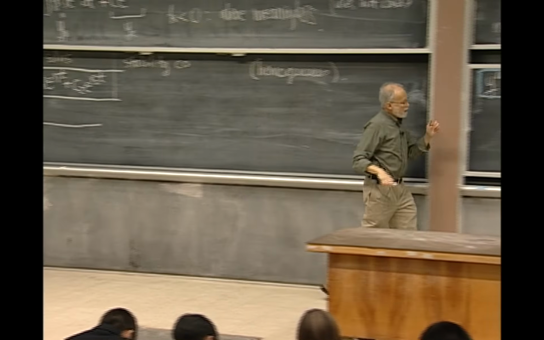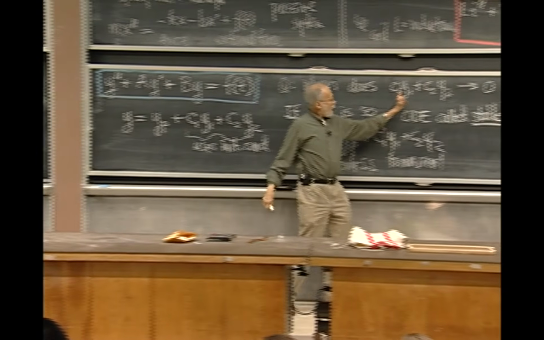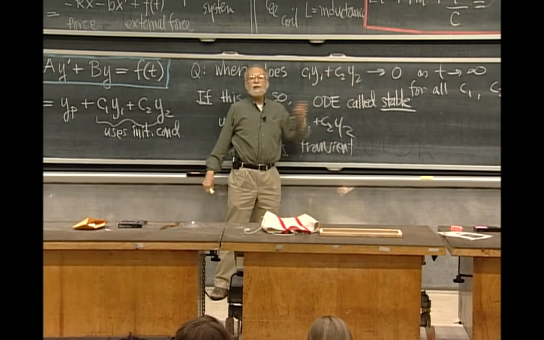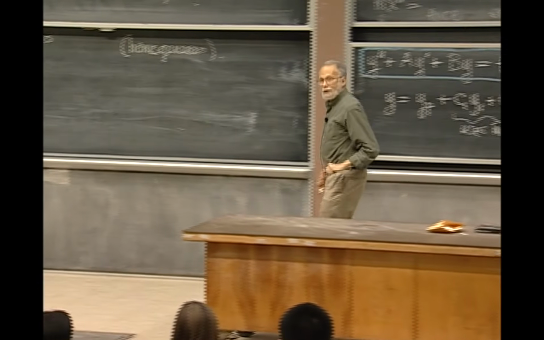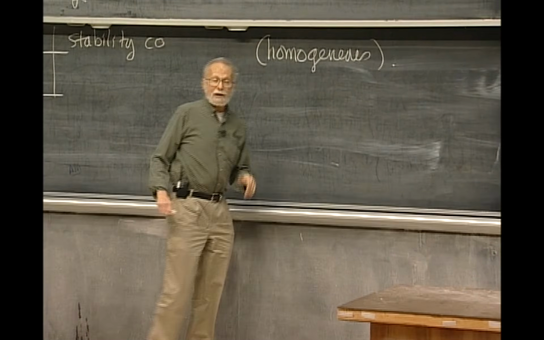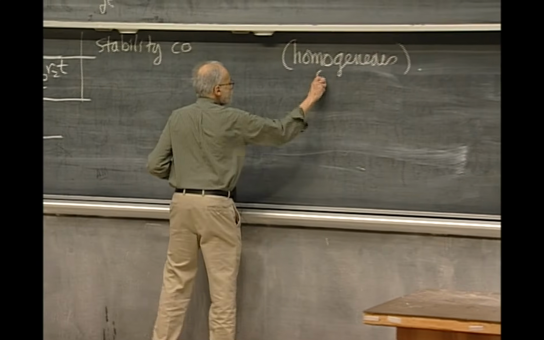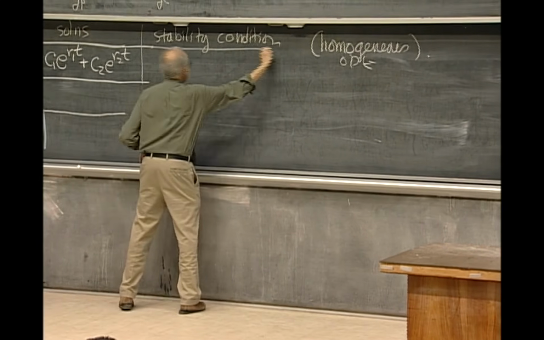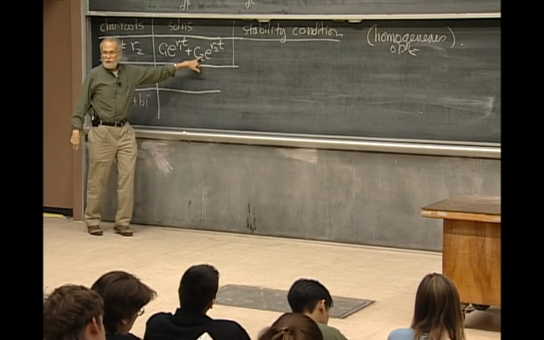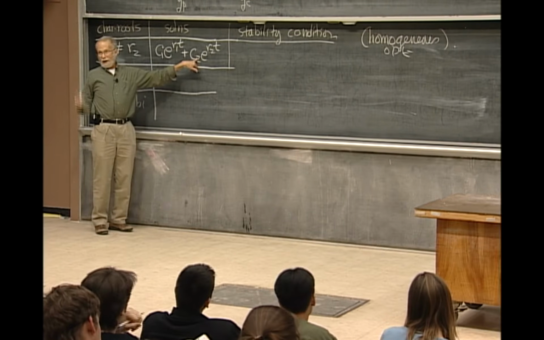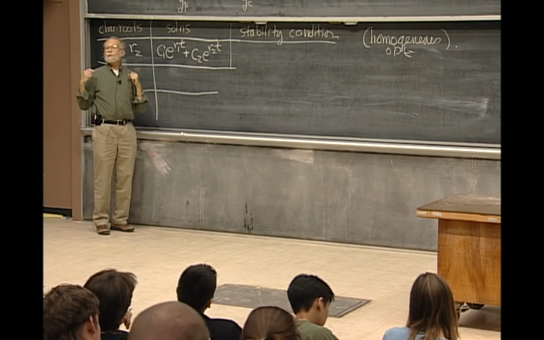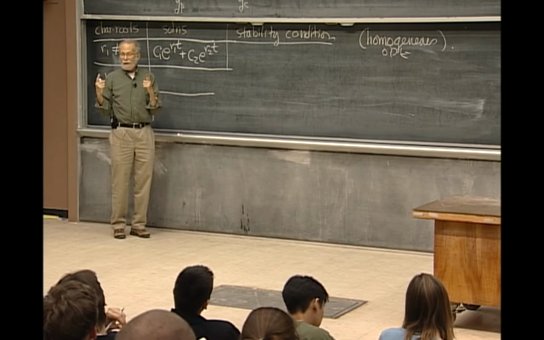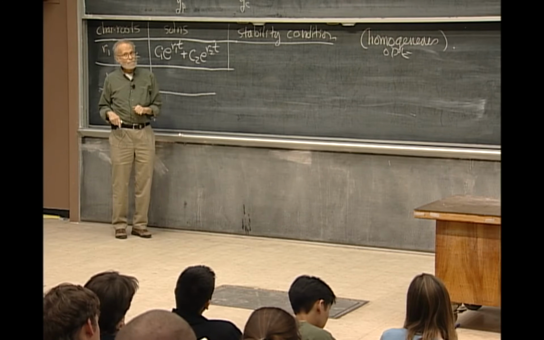Why? Because that's all that's involved in this. In other words, I'm no longer interested in the whole equation. All I'm interested in is the reduced equation, the equation when you turn the f of t on the right-hand side into zero. So what's the stability condition? Well, let's write it out. Under what circumstances will all these guys go to zero? If R1 and R2 are negative. Can they be zero? No, because then it'll be a constant and it won't go to zero.